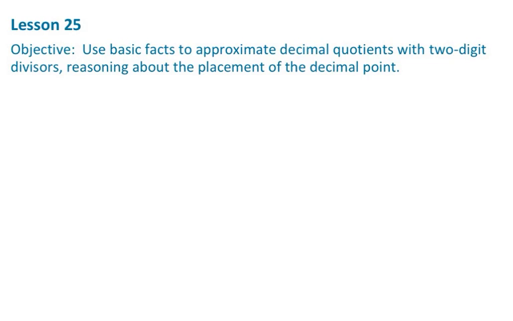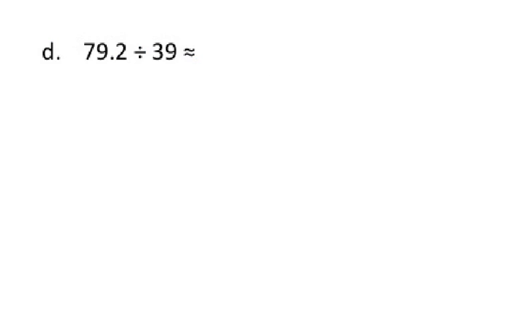This is grade 5, module 2, lesson 25, and this objective says to use basic facts to approximate decimal quotients with two-digit divisors, reasoning about the placement of the decimal point. So again, we're going to be getting into the decimals and still doing division.